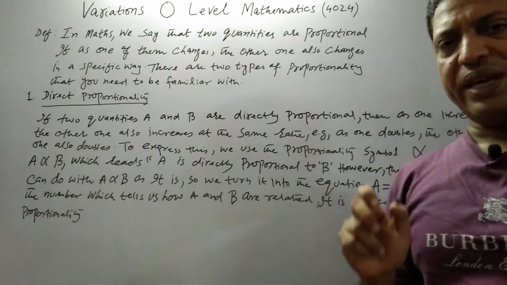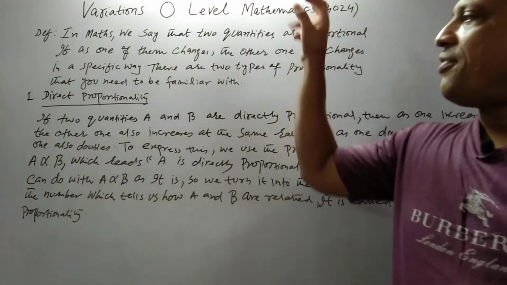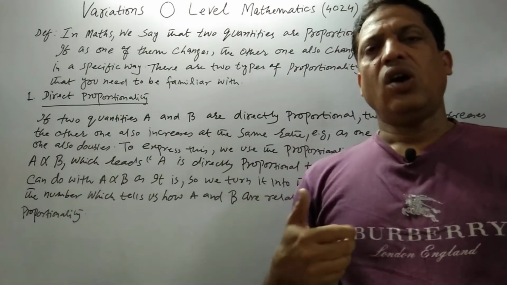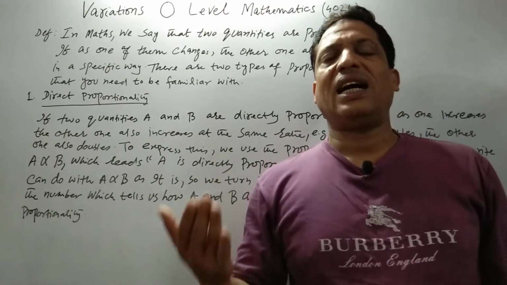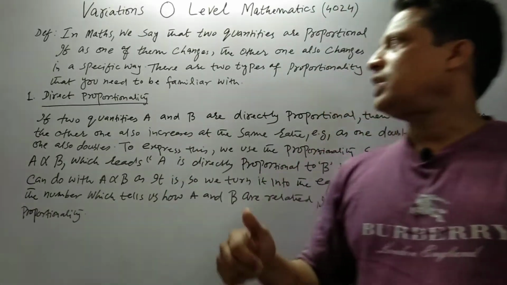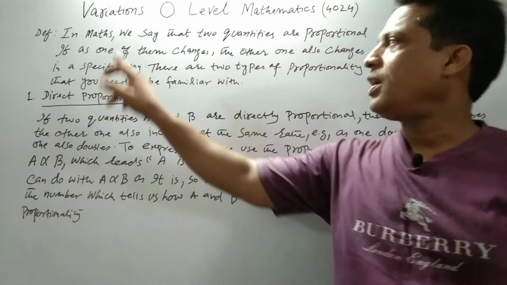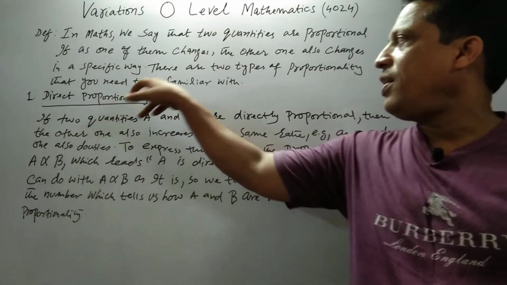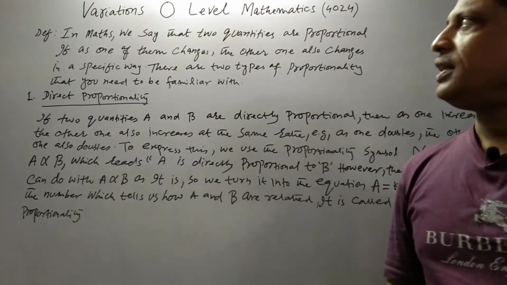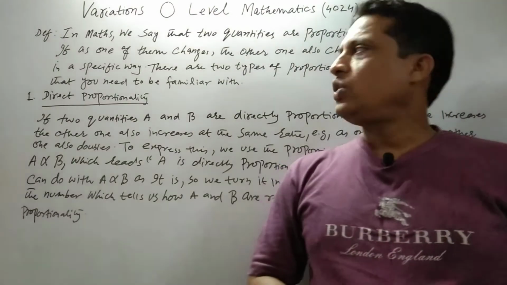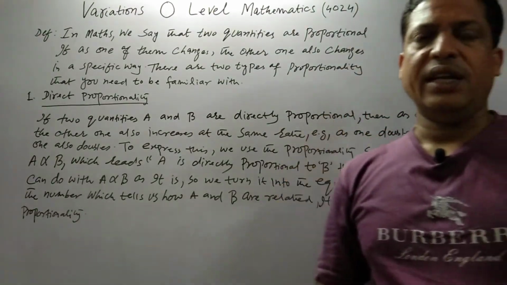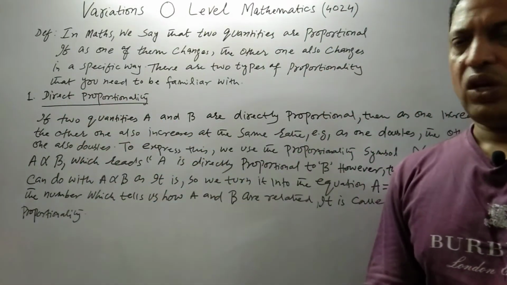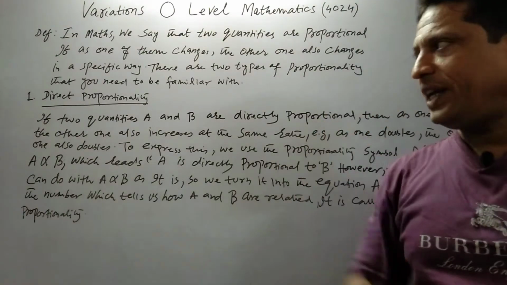In a specific way means, for example, if one quantity is increased, the other is also increased, or if one quantity is decreased, the other one is increased. So this is the meaning of specific way. There are two types of proportionality that you need to be familiar with. So in the topic of variation, there are two types of proportionality which we have to deal with. One is direct proportionality.